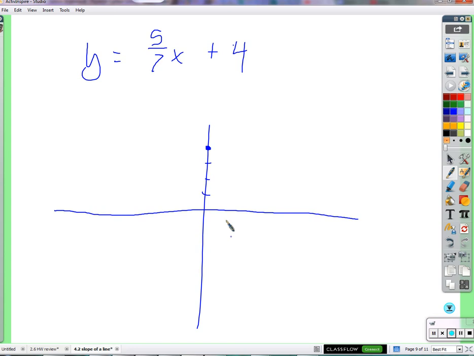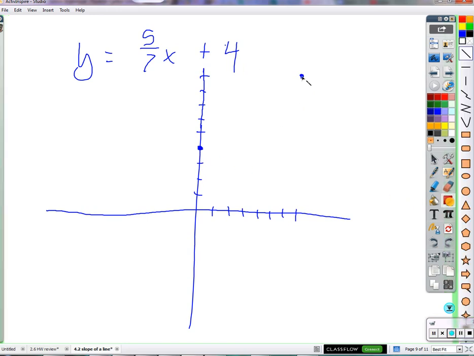And then I'm going to go over how many seconds? 7 seconds. 7 seconds later, 1, 2, 3, 4, 5, 6, 7. What's going to happen? Go up 5. There we go. 1, 2, 3, 4, 5. 7 seconds later, 5 inches are added to the height of the water.